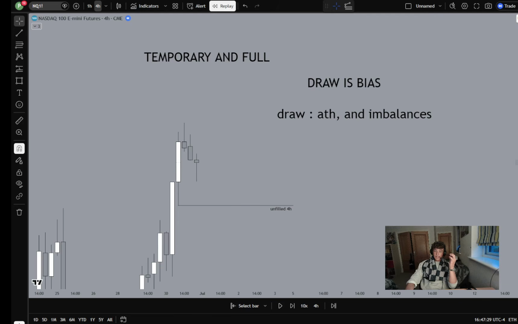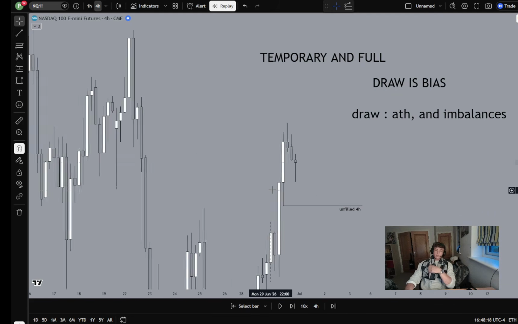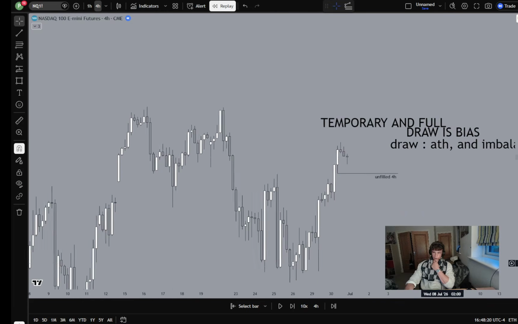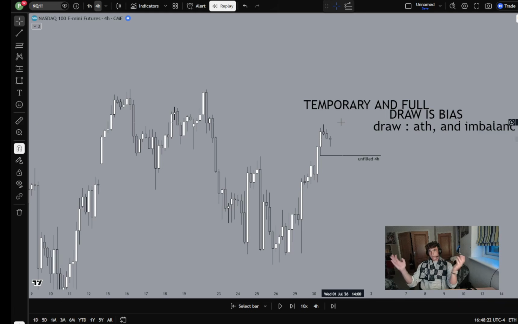Okay, now let's go through this. So today's example for draw was really simple. You jump on the charts, what do you see? Okay, we're going higher, probably going higher. The last days we're going higher. Like I always say, we'll keep it simple. Let's look for longs.